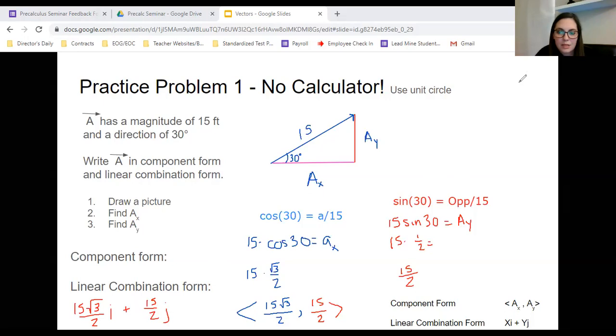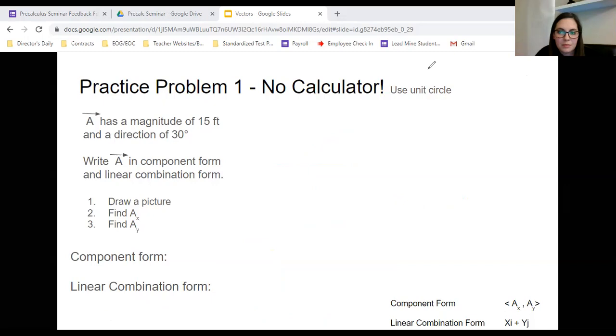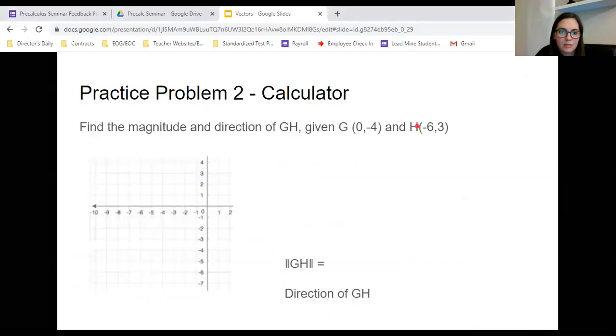All right, so it doesn't look like any of you have any questions on this problem, so I'm going to go ahead and clear this out. And we will go on to the next one.